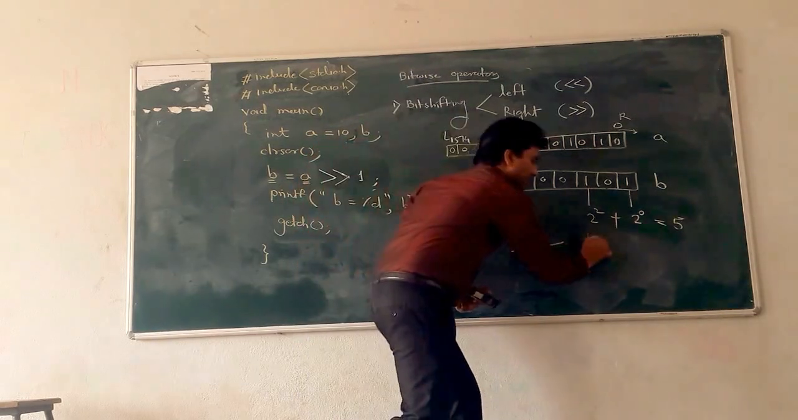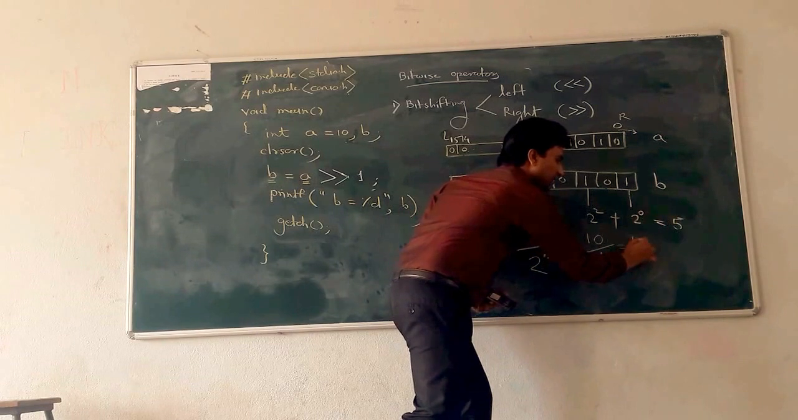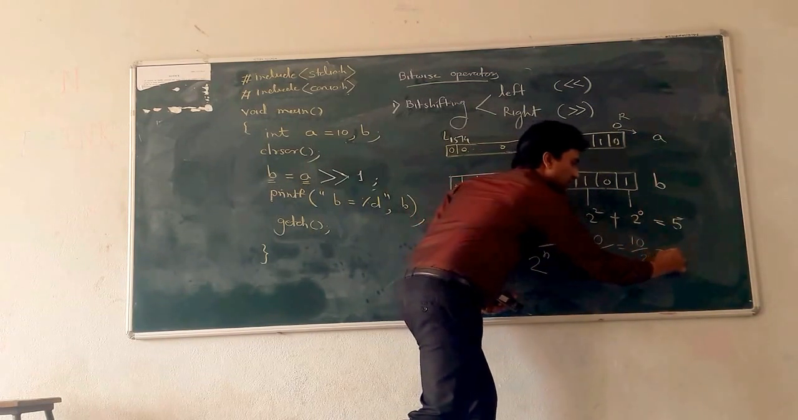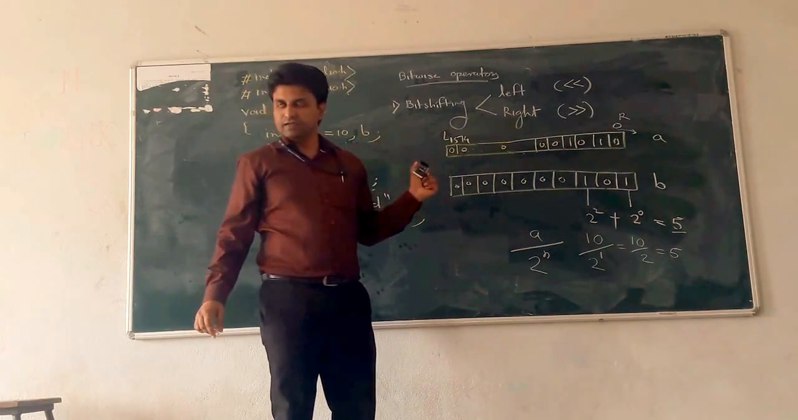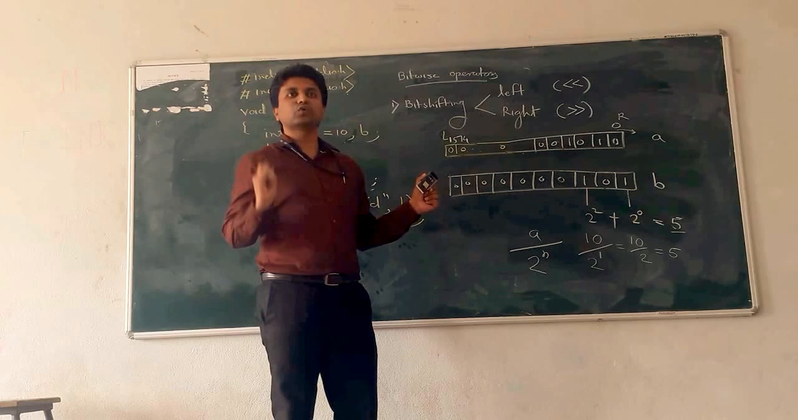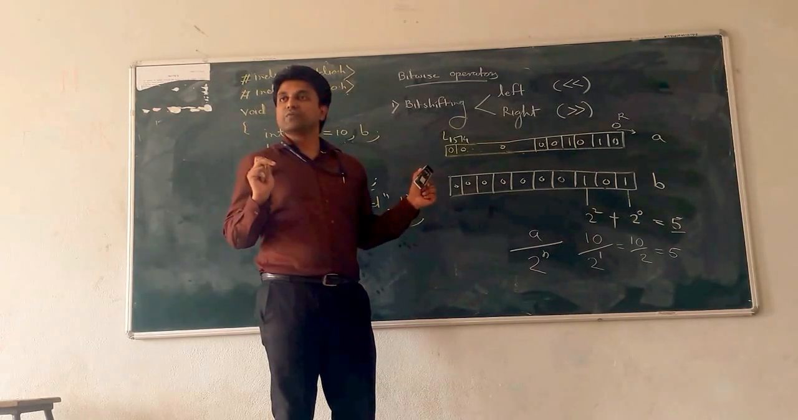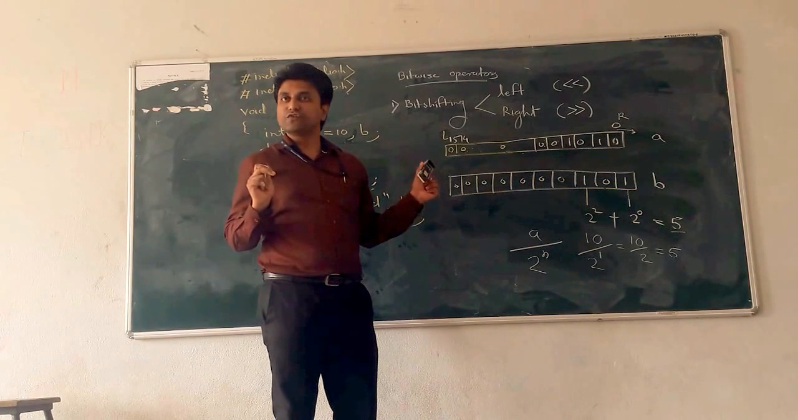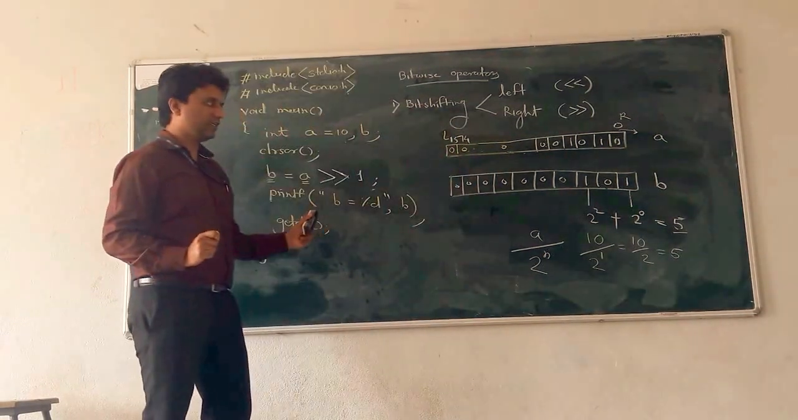What is the A value? 10 divided by 2 raised to 1 means 10 divided by 2, which is 5. Clear? The right shift operator divides that number by 2 raised to n, where n is how many bits you want to shift to the right. Clear? Understood what is the meaning?